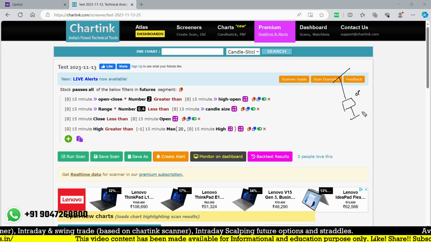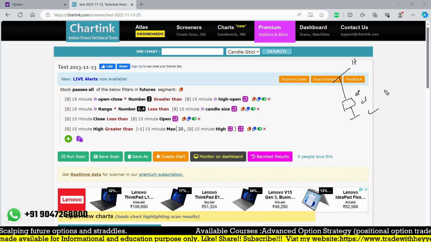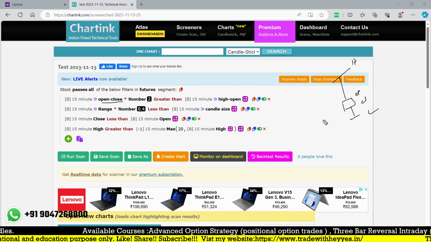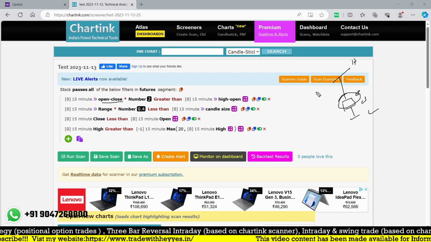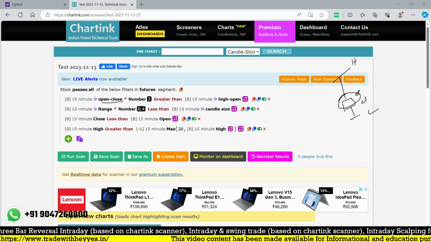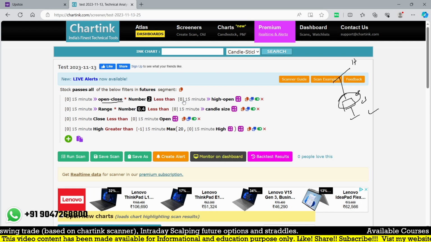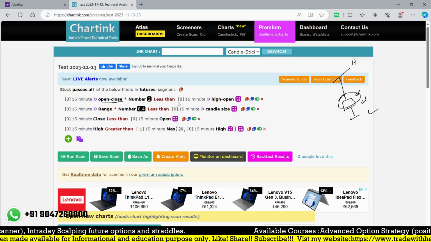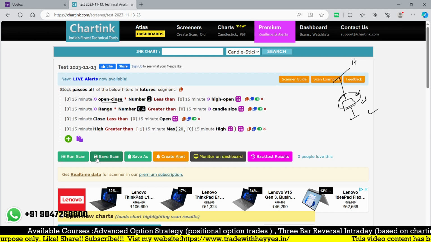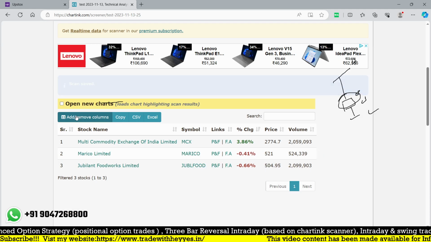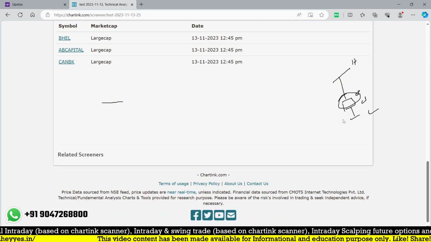This is open and this is close, and this is high and this is low. In this case, open and close, that is the body of the candle, must be less than this one. Let me check. Here it should be greater than. Let me change it and check it. Save scan. First, we need to check. So let me check any stock which is forming such a pattern.